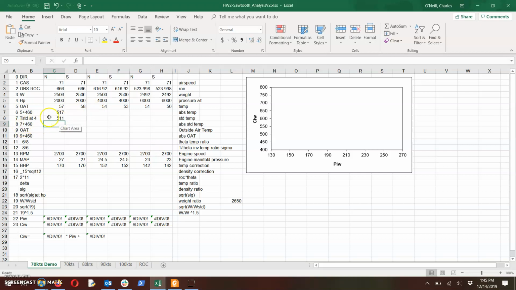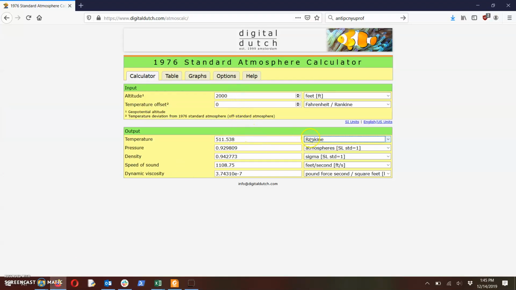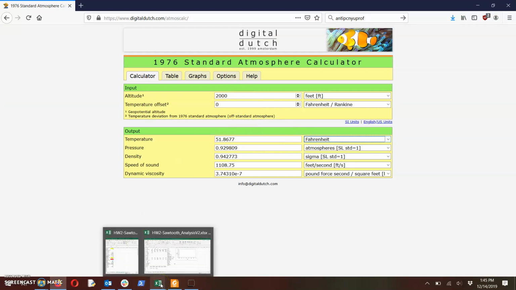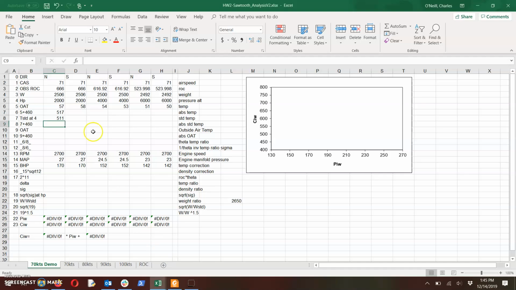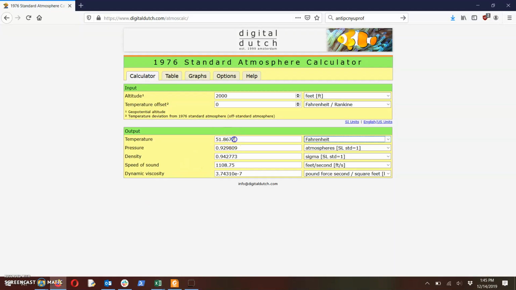Unfortunately, notice that should have been in Fahrenheit, shouldn't it? So let's go fix that. 51.8 Fahrenheit is the standard day temperature at 2,000 feet. Let's go back to our Excel spreadsheet, remembering the value, and just go plug that in.